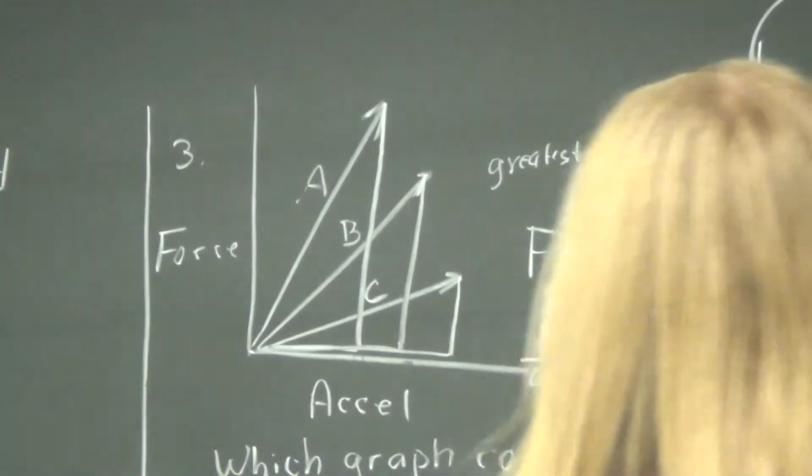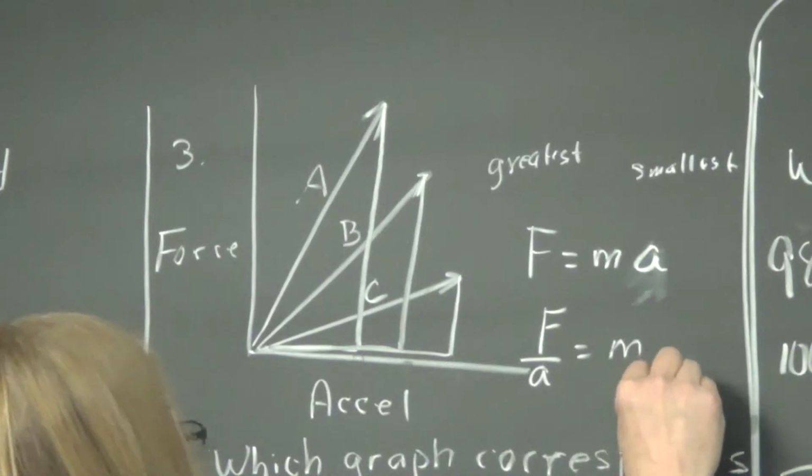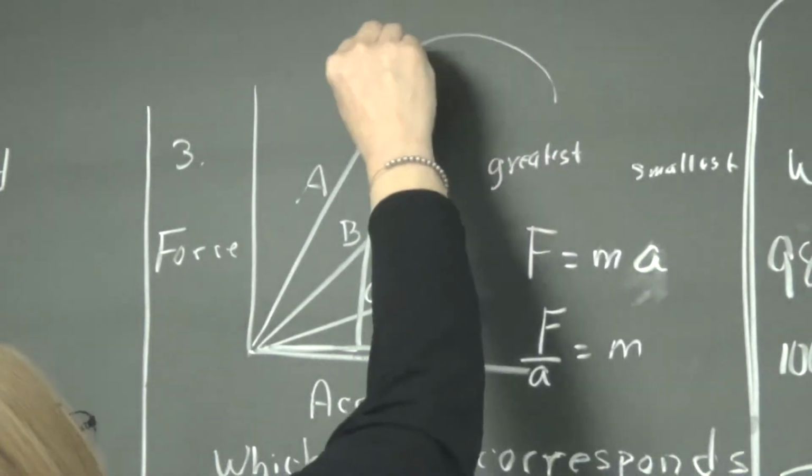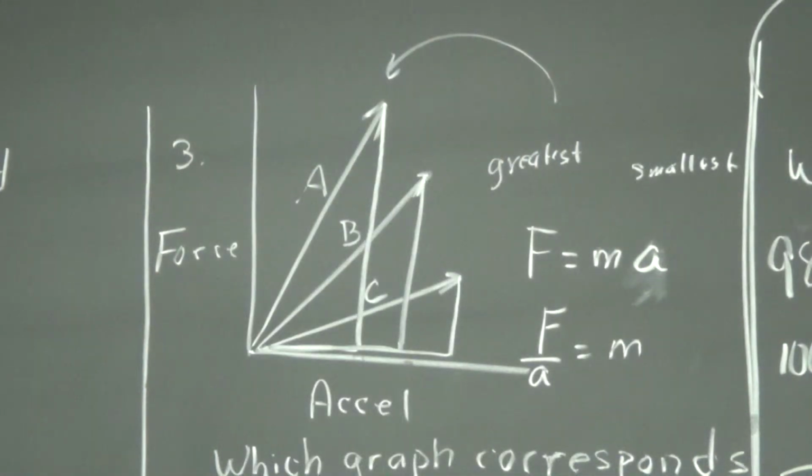Emily, number 3, what was your answer? I went with A too. Why? It had the greatest slope. All right, what's slope got to do with it?